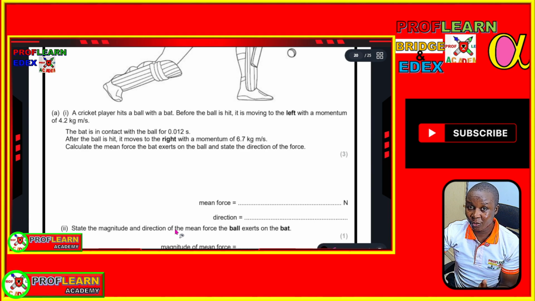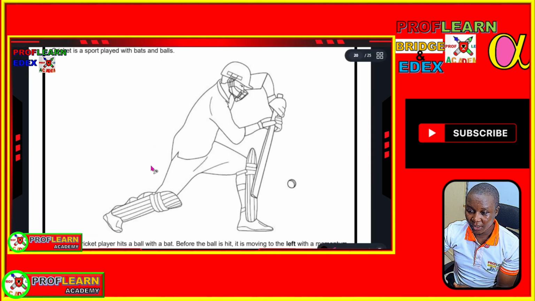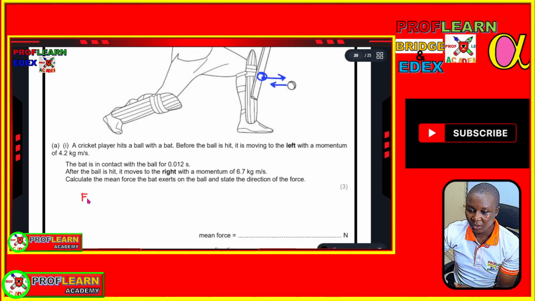So remember, to the left we can assign negative, because momentum is a vector quantity, so it has direction. To the left we can assign negative, to the right positive. Then we have the time to be 0.012 for the change of momentum. Then we can say Ft is equal to change in momentum.